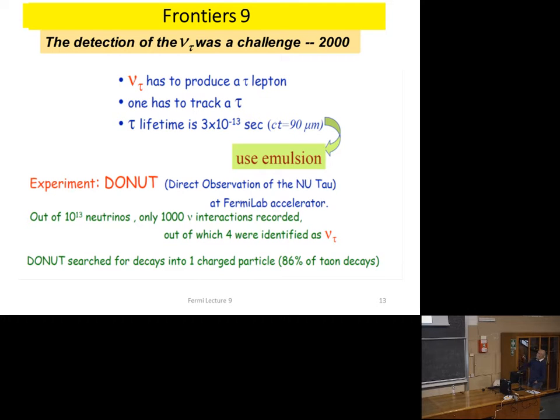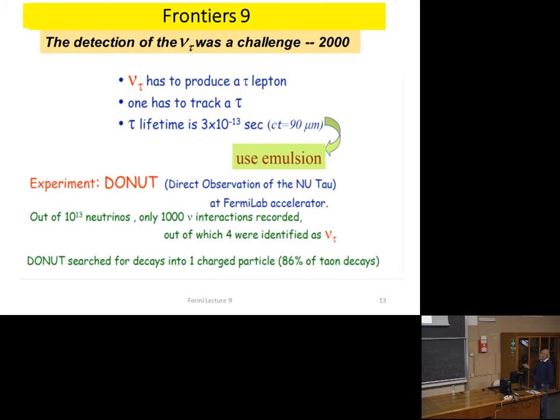And like the muon neutrino, it has to be connected to its charged lepton. We said that the muon neutrino always came associated with a muon. So the tau neutrino will always come associated with the tau lepton.